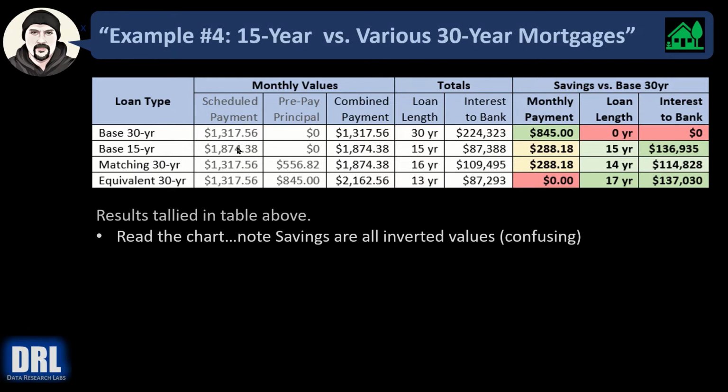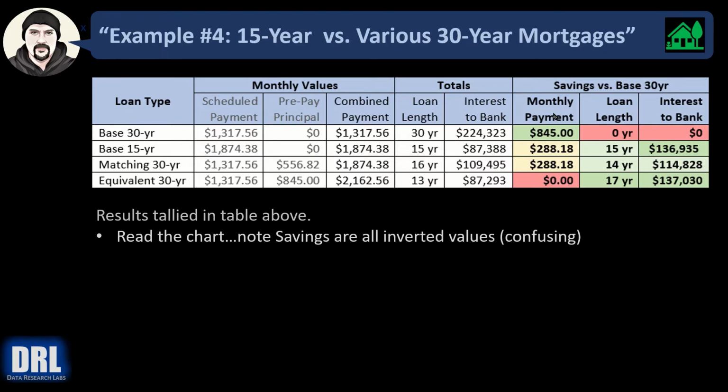But if you really want to have that fallback position and you can prepay a lot per month, well, you can do the $2,100 a month. You will save the same amount in interest and you'll get done quicker, 13 years instead of 15. And you'll have the option, if you fall on hard times, to drop back to the lower payment per month. So these green are all inverted values.